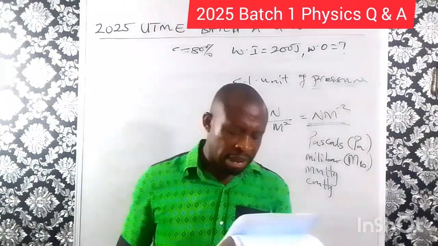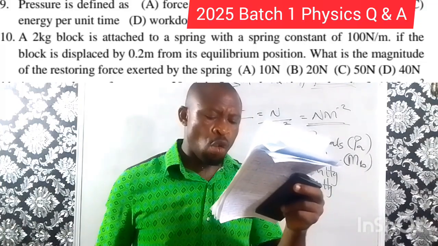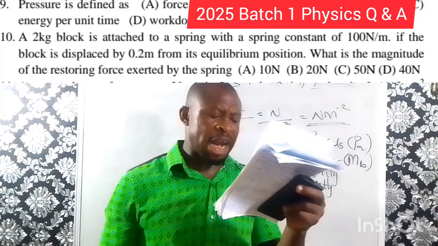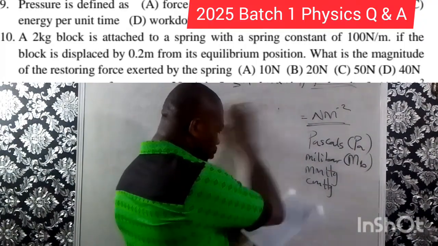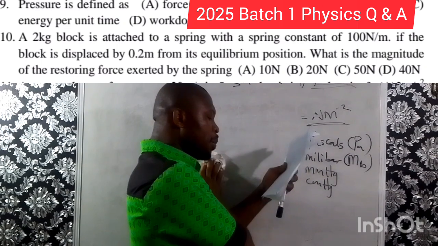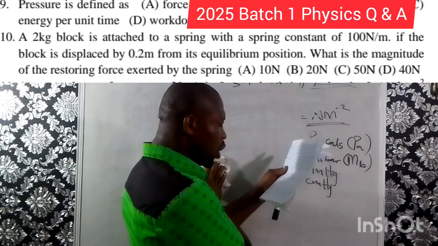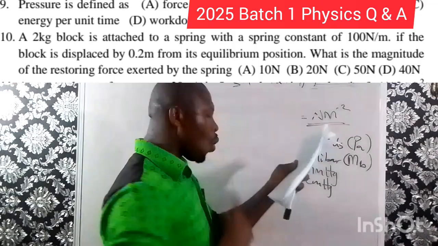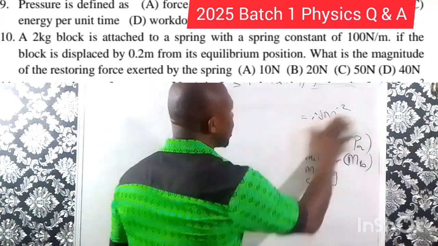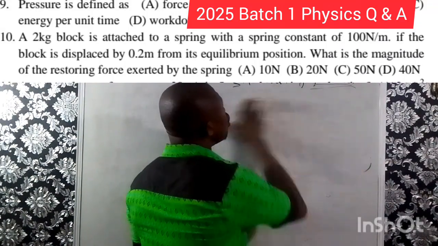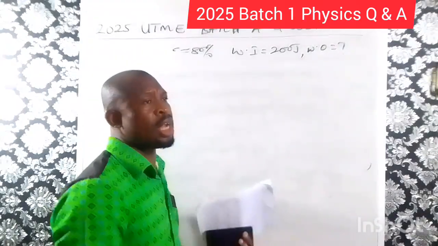The next one says a 2 kg block is attached to a spring with spring constant 100 Newton per meter. If the block is displaced by 0.2 meters from its equilibrium position, what is the magnitude of the restoring force exerted by the spring? And of course, you don't see this question as a very difficult question.